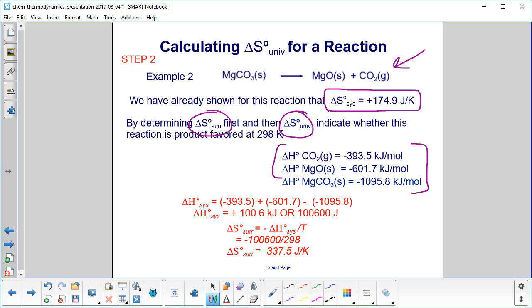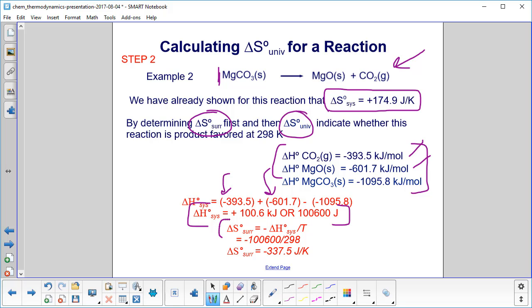We start with the products, and we have 2 products, carbon dioxide and magnesium oxide. Each one of them has a coefficient of 1, so you can see we just put in the standard enthalpy changes there, and then we subtract out the reactant. And the reactant also has 1 mole. So we put in the negative 1095.8 kilojoules per mole. We multiply them by the moles, and we just wind up with kilojoules. So we get a standard enthalpy change for the system of 100.6 kilojoules, or 100,600 joules.